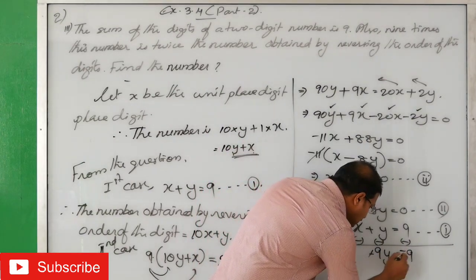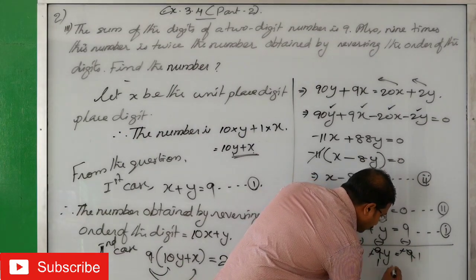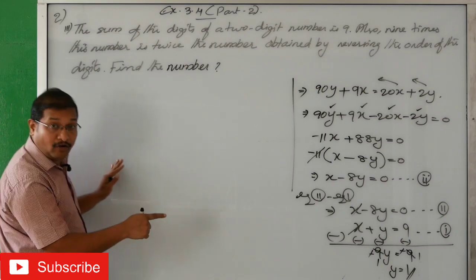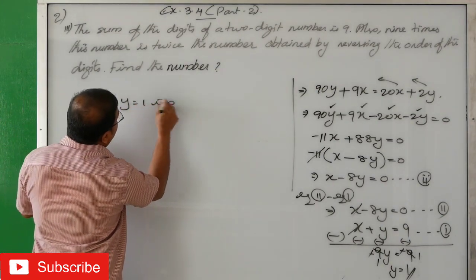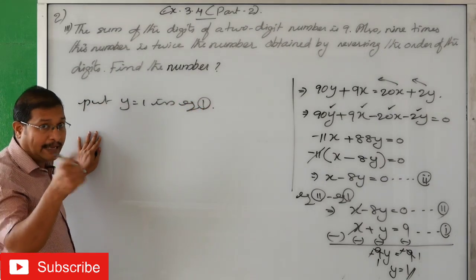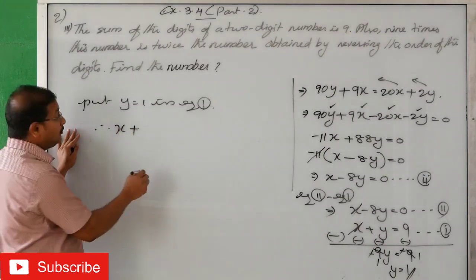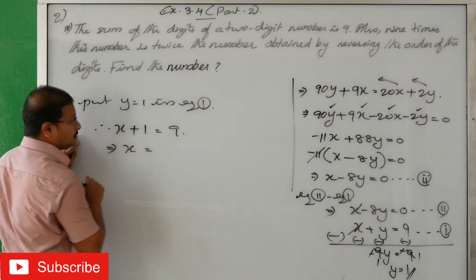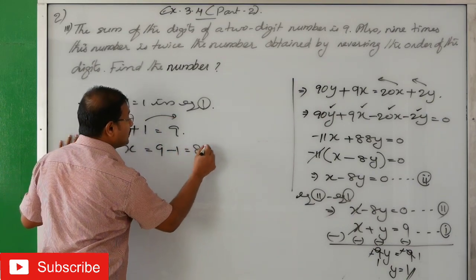Both sides minus minus you can cancel. 9 ones are 9. 9 ones are 9. So we will get y equals 1. Ready? We got y, isn't it? So we will put y equals 1 in equation 1. Therefore, x plus y equals 9 is the first equation. In place of y, we write 1, so x plus 1 equals 9. This implies x equals 9, 1 goes to the next side, minus 1, equals 8.